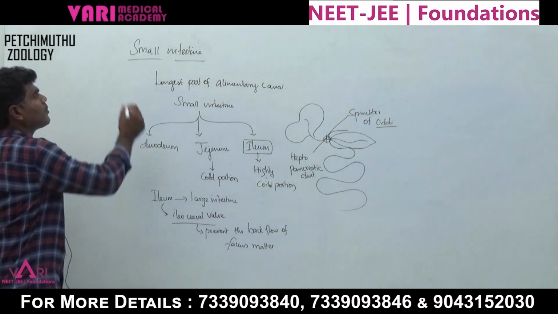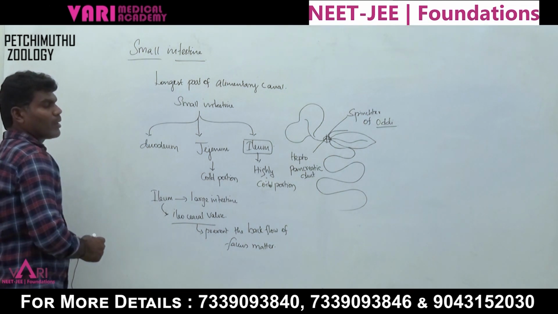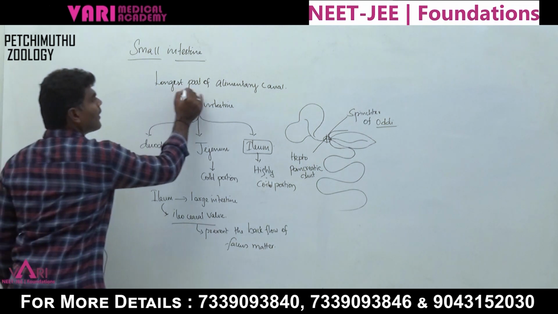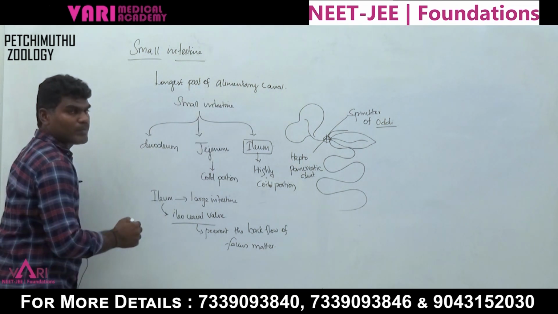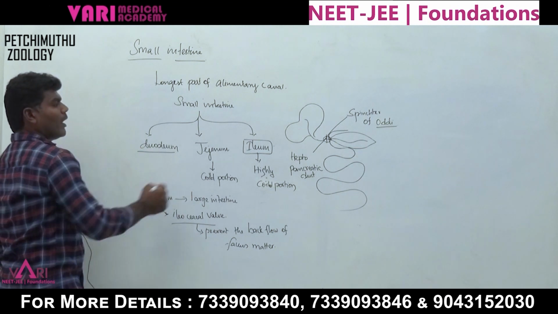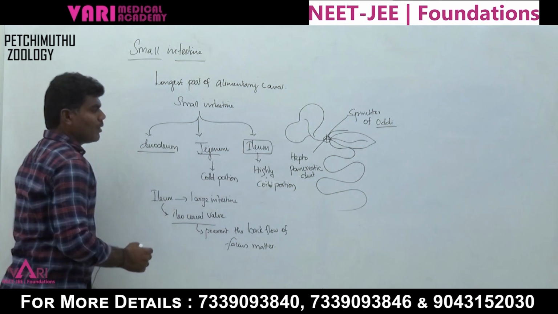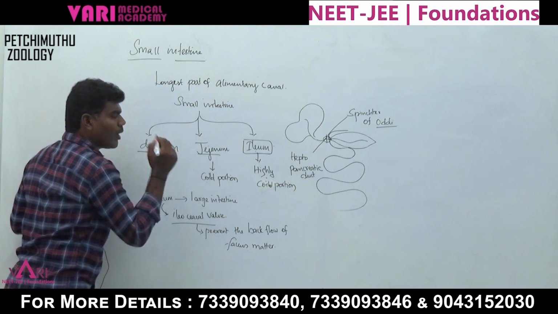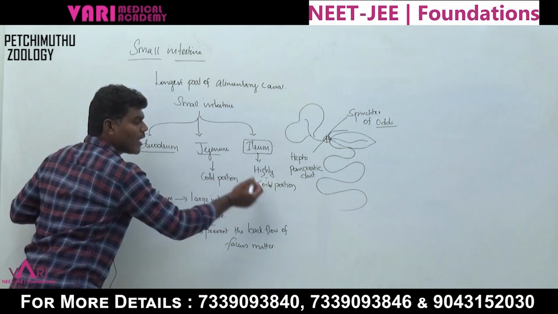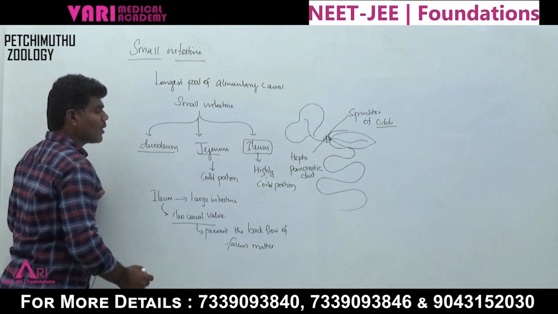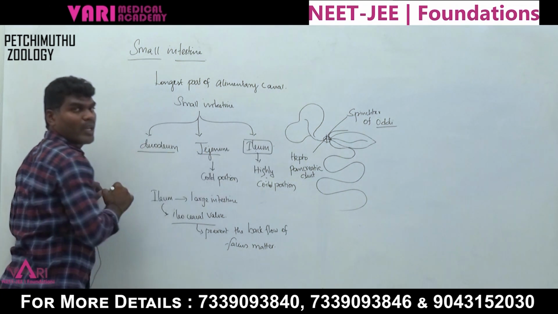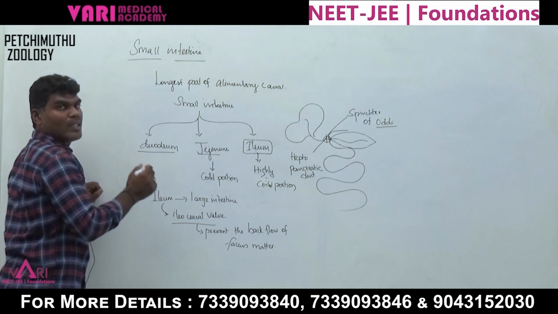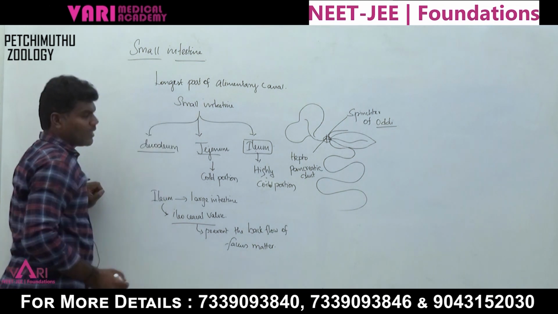So this is the small intestine, the longest part of the alimentary canal. It can be divided into three major parts: the duodenum, the jejunum and the ileum. The jejunum is a coiled portion, and the ileum is a highly coiled portion. The absorption of nutrients happens in the small intestine.